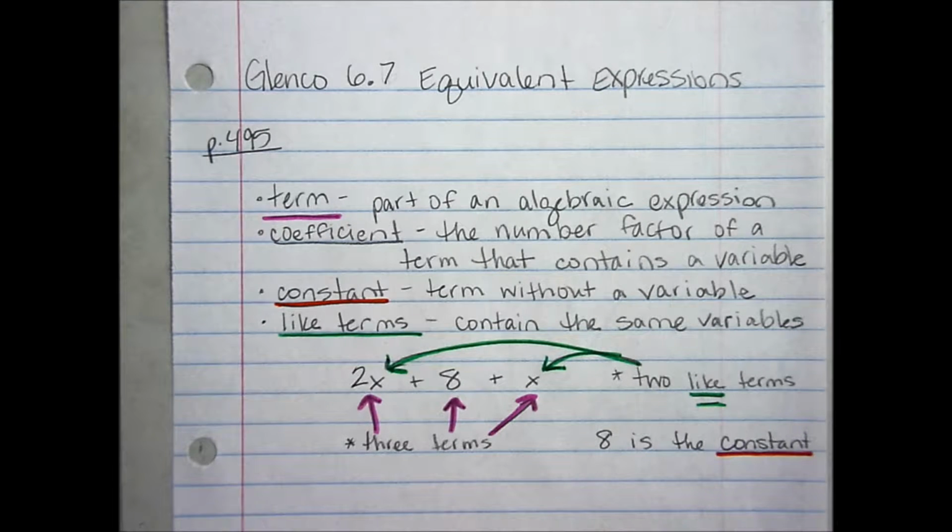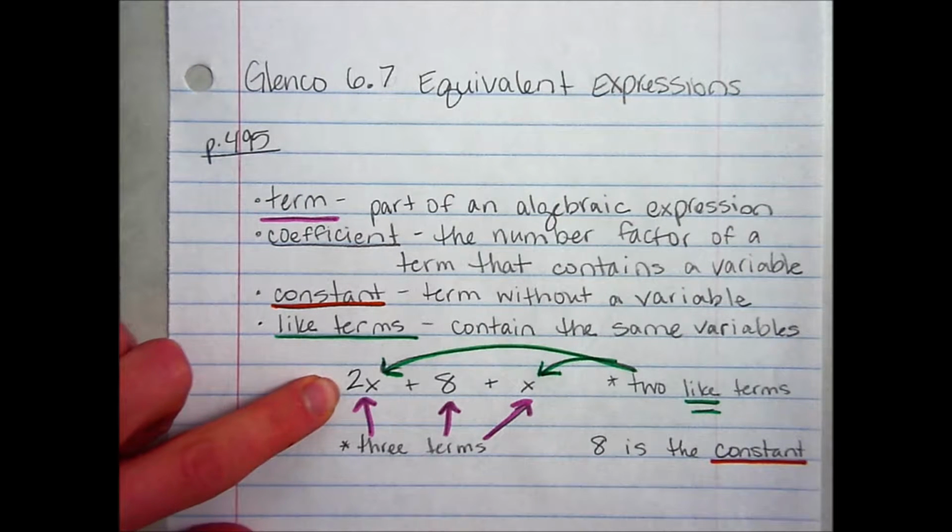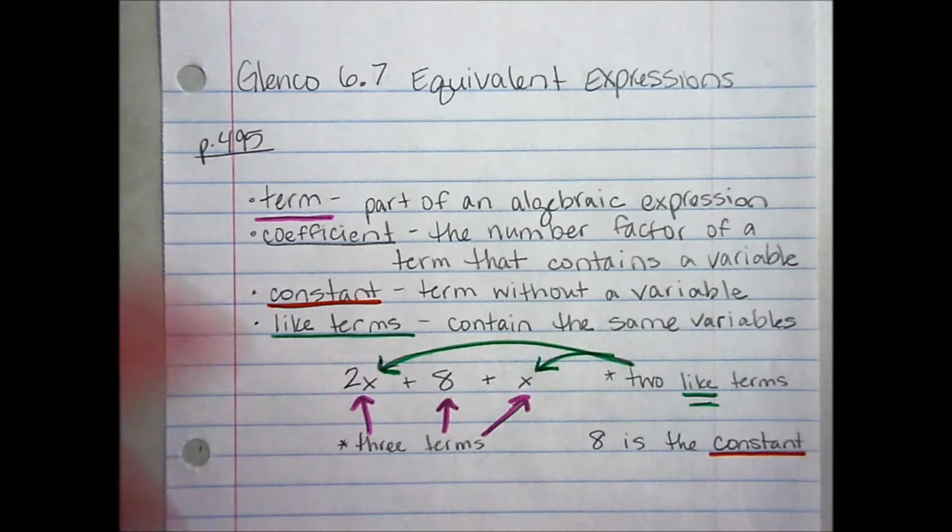alright, Seth. What is the coefficient? They don't have that labeled here. I guess it would have to be for the 2, well, let's see, this would have to be the 2. Because that's the number factor of a term that contains the variable. I'm out of colors. I do purple.